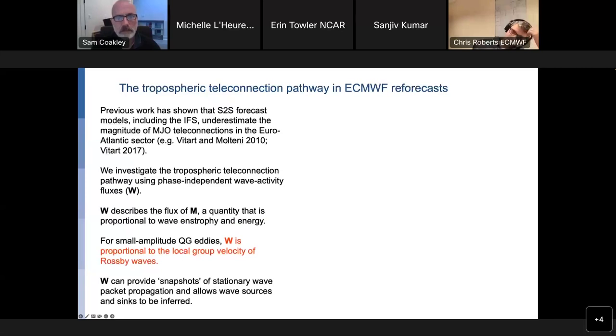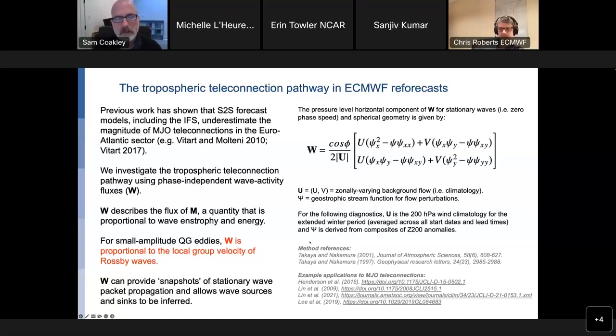So I've done a little bit more work to look at these tropospheric teleconnection pathways. There have been several previous papers by my colleagues at ECMWF, including Frederic Vitart, showing that S2S models, not just the IFS, but S2S models in general, underestimate the magnitude of these MJO teleconnections. One way you can try and look at this a bit more is to use something like a wave activity flux, which is useful because it gives you some indication of both the magnitude and the direction of energy propagation associated with stationary Rossby waves. There are some details here on the methodology, but these sorts of tools have been used before to look at both models and investigate pathways and mechanisms in reanalysis data.